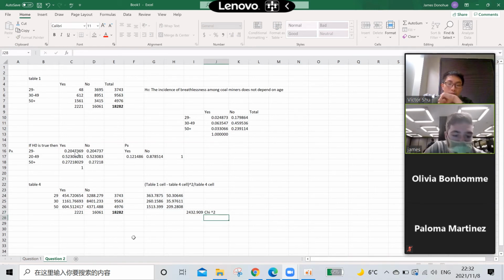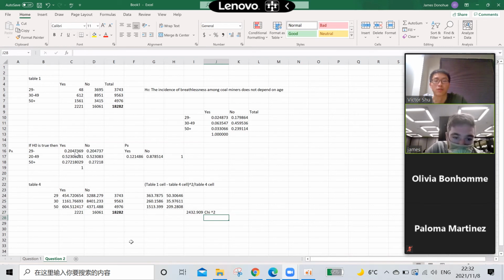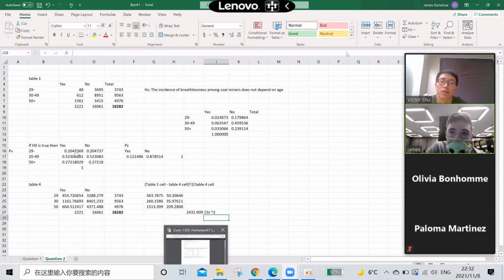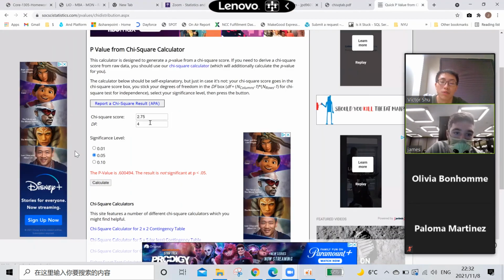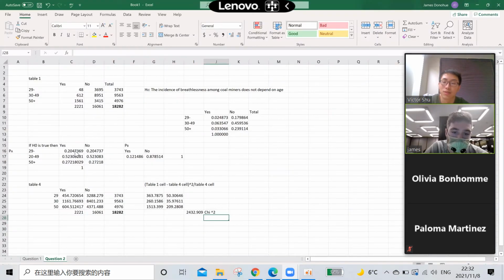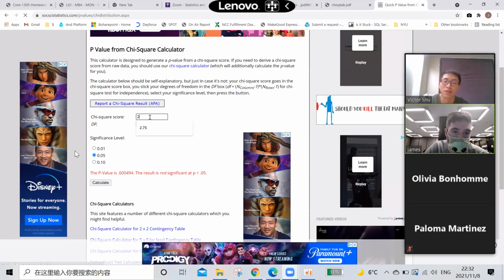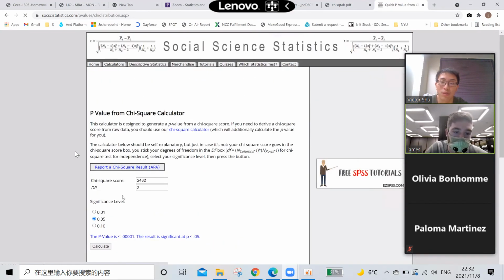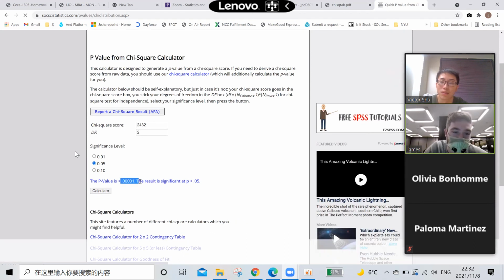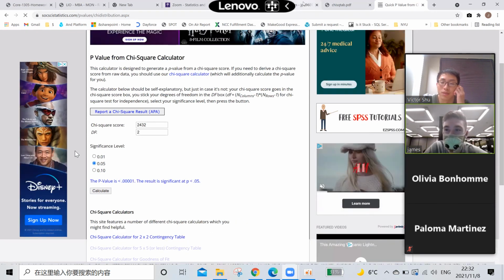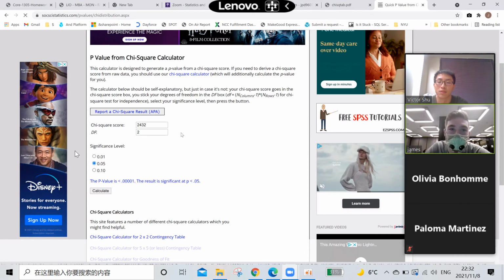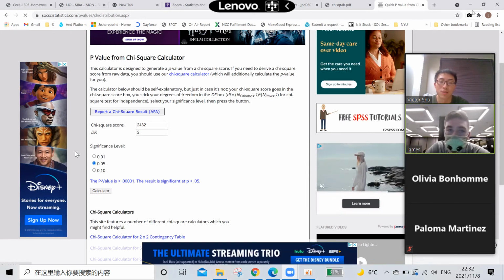Yeah. And you're gonna compare this value with the chi-square critical value, which you can find on the table using degrees of freedom equals 2 and your selected alpha. Actually, here your chi-square is so huge. You can first open the table. I think you will find, there it is, it's basically 0. Yeah.